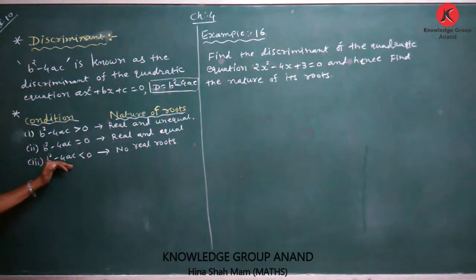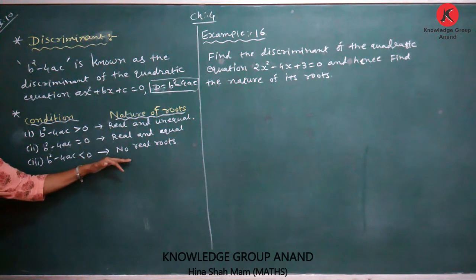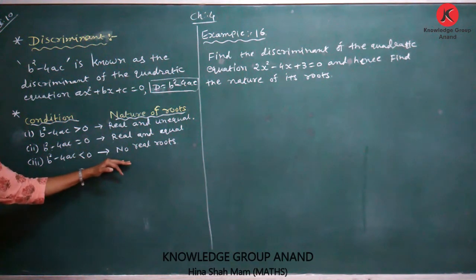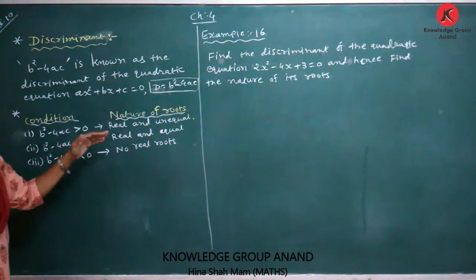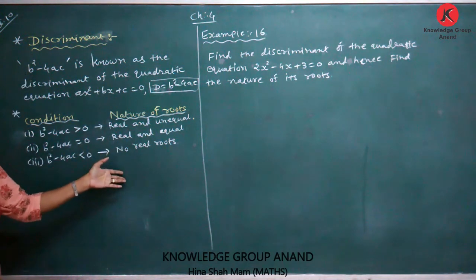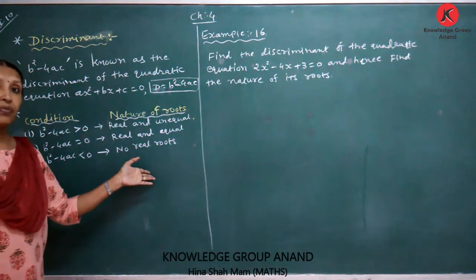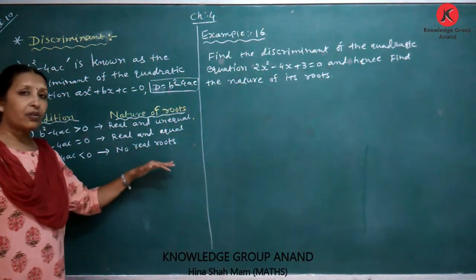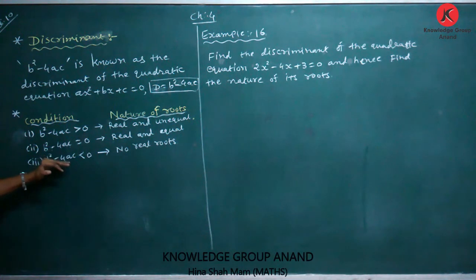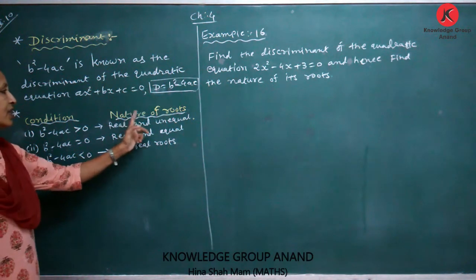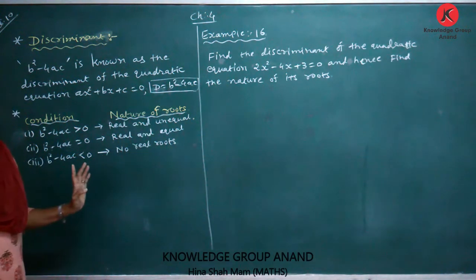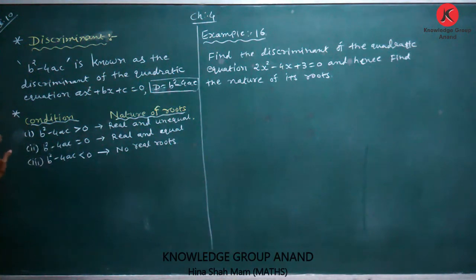And b square minus 4ac less than 0, no real roots. We learned in previous sums, in the completing square method, if b square minus 4ac is less than 0, then we write its roots do not exist. Here these rules apply. Therefore, the nature of these roots is no real roots.